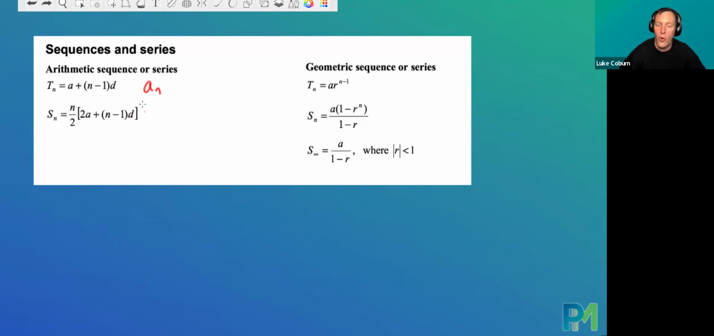Okay, now we can derive these formulas. I'm not going to do that today because this is just a sort of refresher, right? So we want to get through as many questions as we can to remind you of everything.